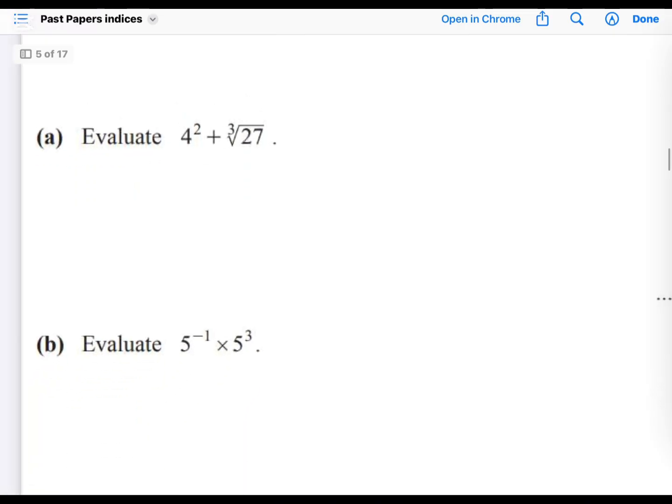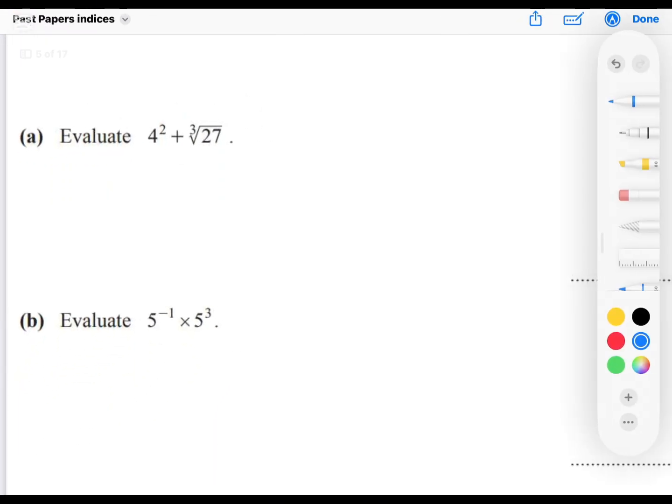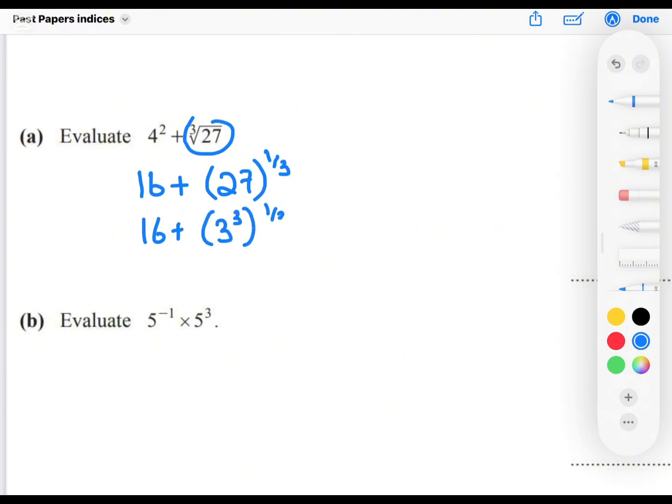Okay, now this part. 4 square is 16, so I will write 16. Exactly the simple thing. But when I remove the root, I will get 1 upon 3 because the index is 3. 16 and 3 cube is 27. We have done this previously as well. 3 will be cancelled out. So 16 plus 3, the final answer will be 19. Okay, I have everything clear in this question.